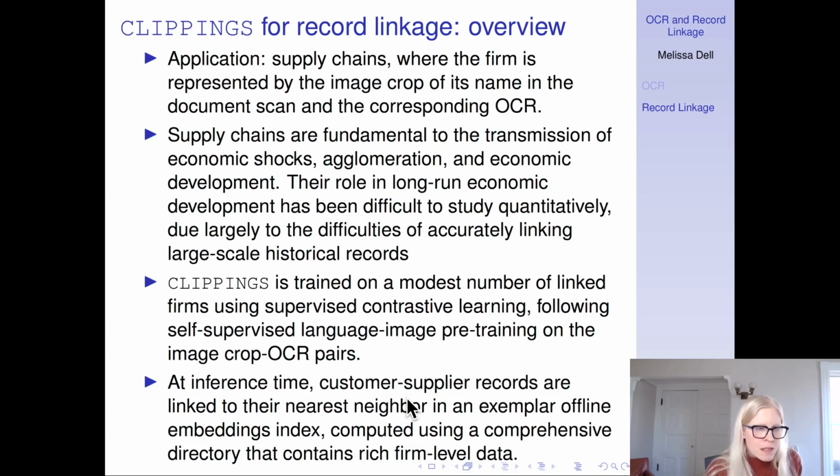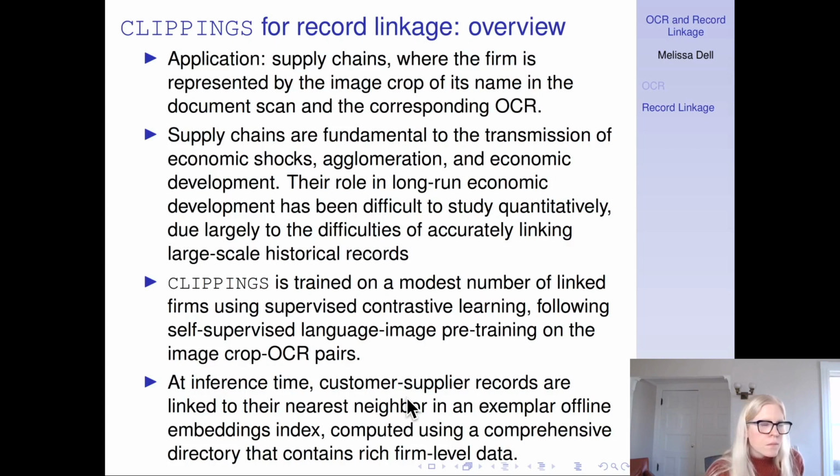At inference time, customer-supplier records are linked to their nearest neighbor in an offline embedding index that's created from another publication that has firm records for 70,000 firms. If it's above a certain distance, then it's considered a no match. And we do have lots of those; for instance, your customer might just be a government agency, which is not in the firm records. So you can deal with that by just having a threshold.